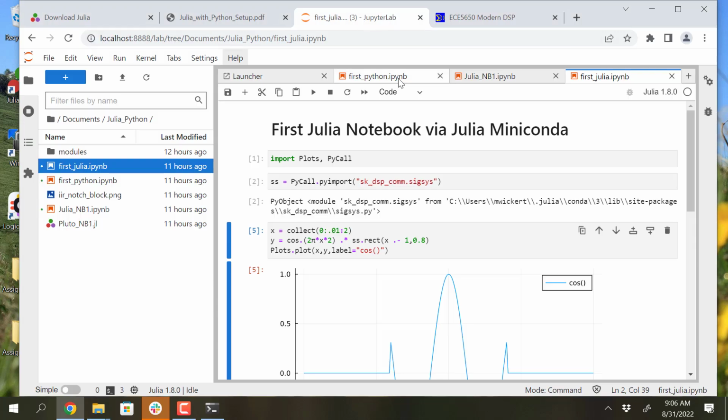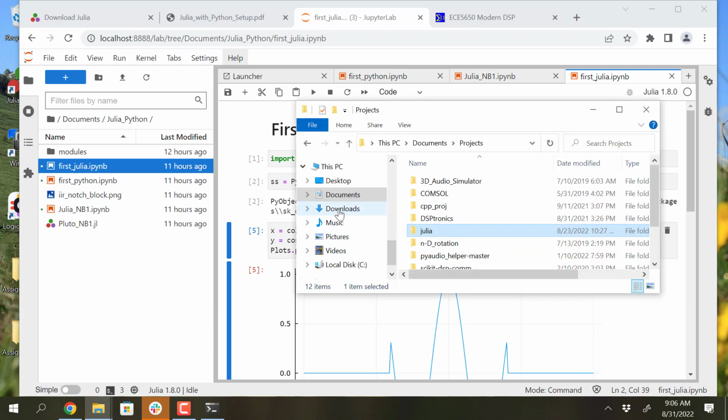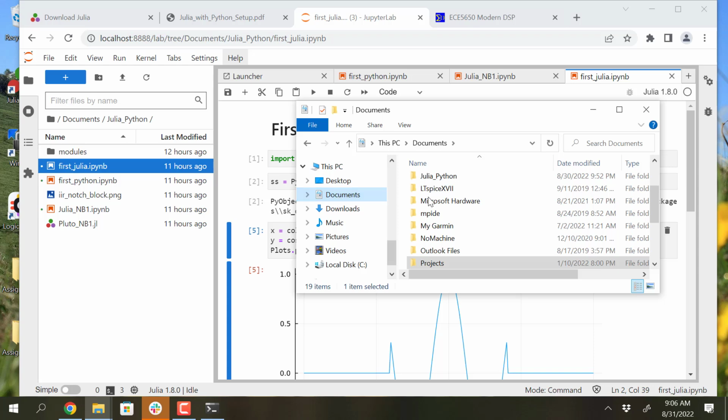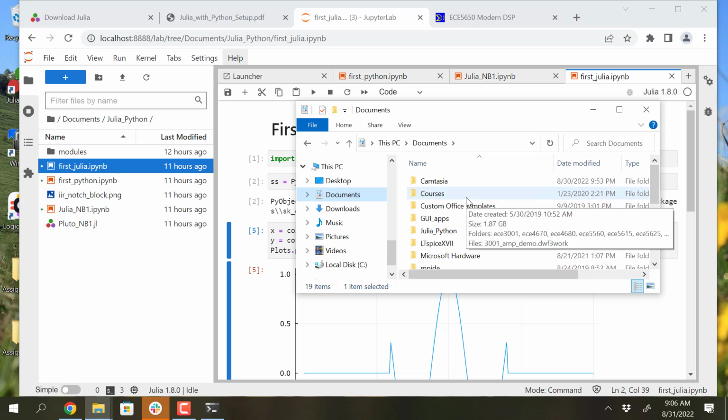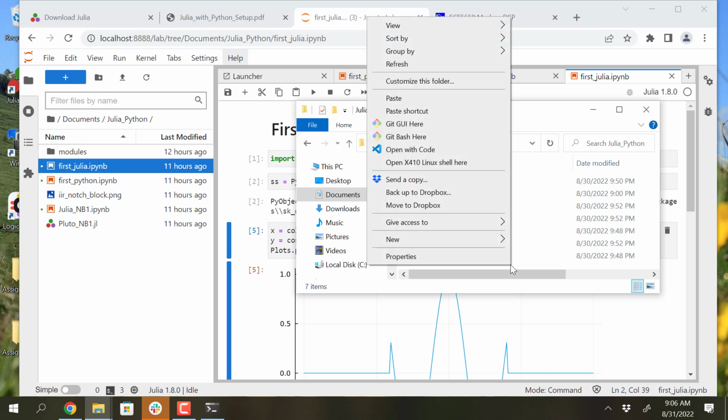Well, I can find out. If you hover over that, I can see where I put it. Julia Python under Documents. Notice I'm just hovering over this tab that's in the Jupyter Notebook right now, and you can see the path. So it's under Julia Python, under Documents. But why am I not seeing it here? Oh, there it is. Okay, so I'm just going to drop it in there.